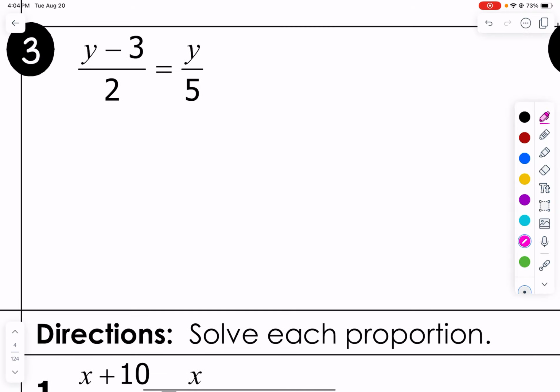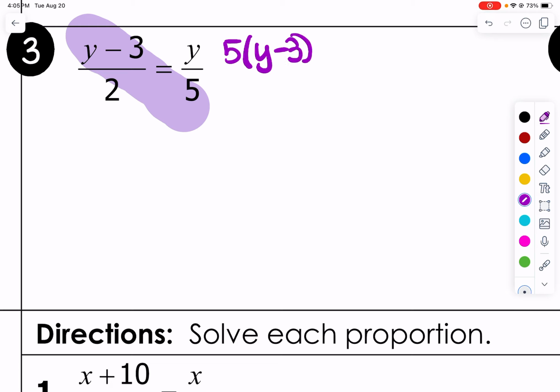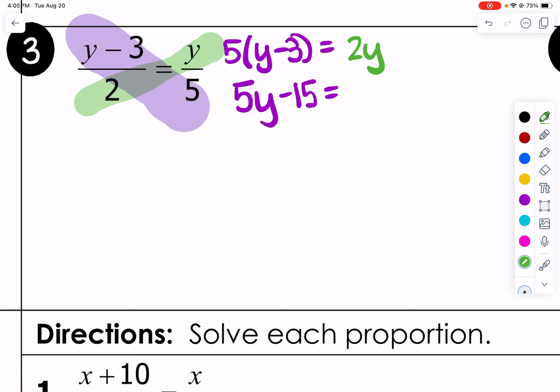So number 3 is right here. So we need to start by figuring out what exactly we have to cross. So let us look. So we're going to cross multiply these two. So we would get 5 times y minus 3 equals, then we're going to go the other direction, y times 2, which would be 2y. Now we're going to distribute. So we would get 5 times y, which is 5y. 5 times negative 3, which is negative 15, equals 2y.